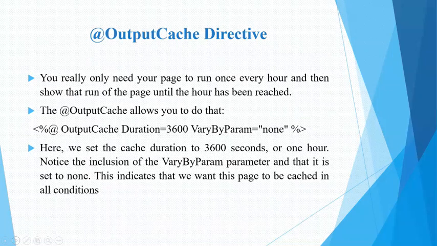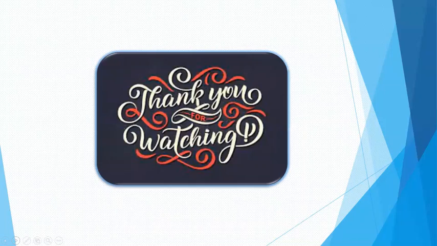Here we set the cache duration to 3600, that is 3600 seconds or 1 hour. Notice the inclusion of the VaryByParam parameter, and that it is set to none. This indicates that we want this page to be cached in all conditions. The next page is thank you. The concept of ASP.NET directives.